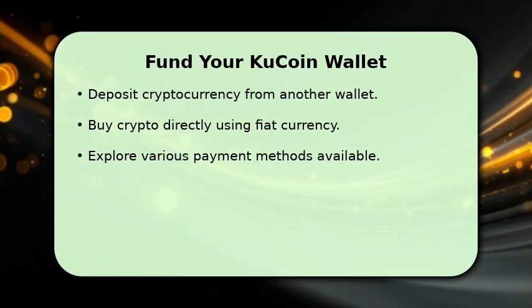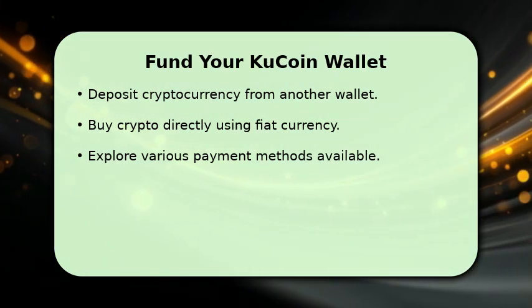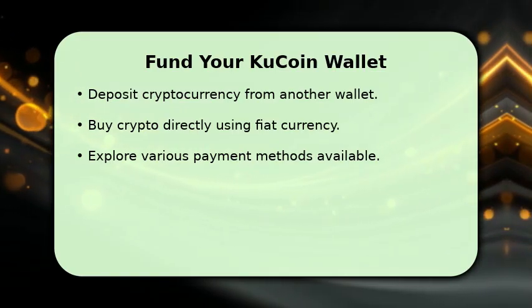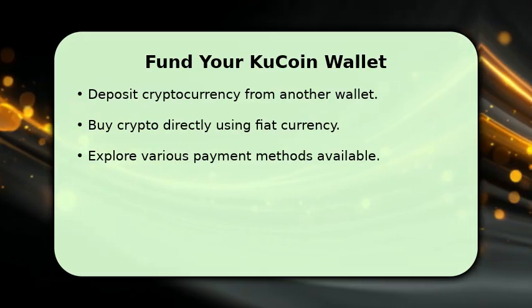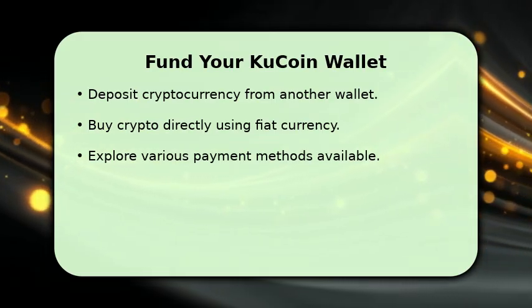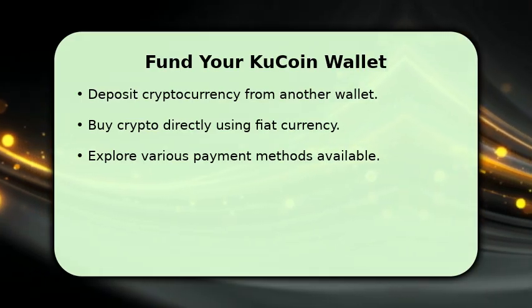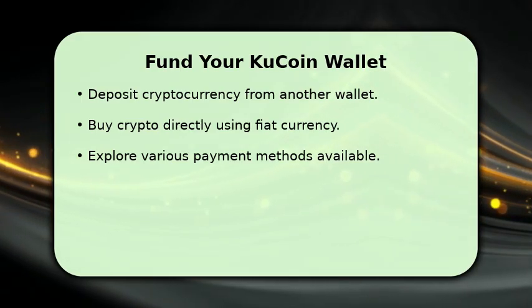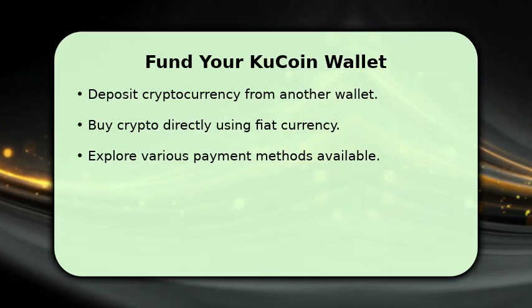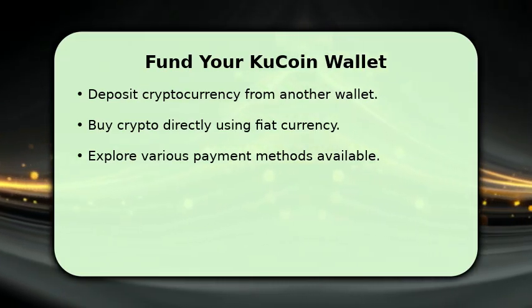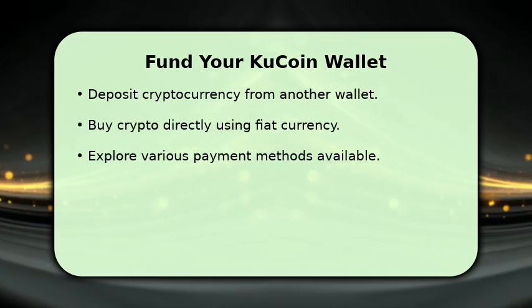With your account secured, it's time to fund your wallet. You can deposit existing cryptocurrency from another exchange or a personal wallet by generating a deposit address on KuCoin. Alternatively, you can buy crypto directly using fiat currency through various payment methods like bank transfers or credit cards. KuCoin supports many options, making it easy to get started with your first purchase.